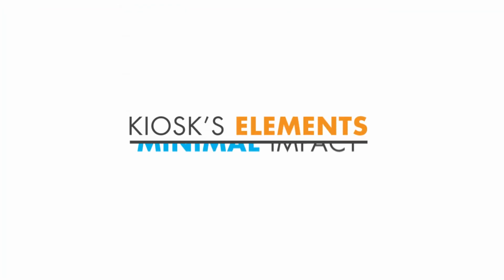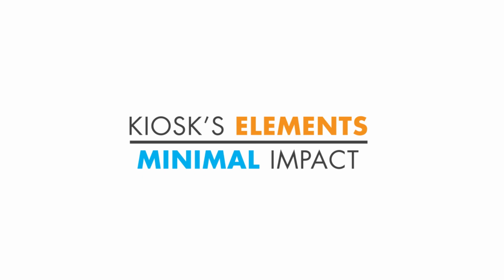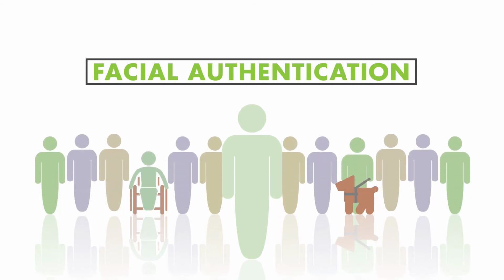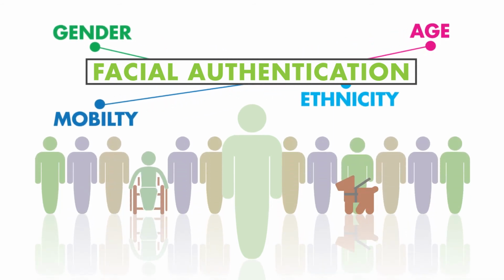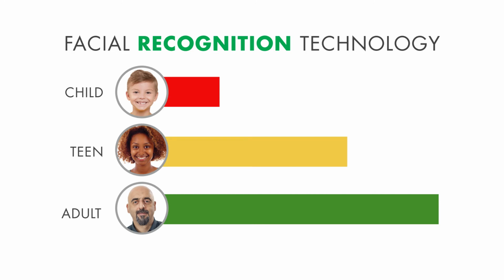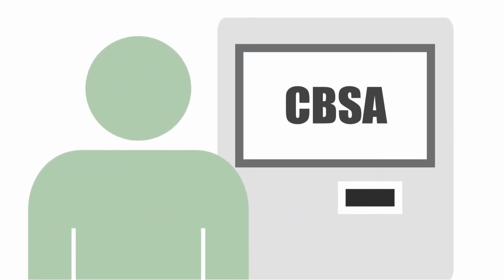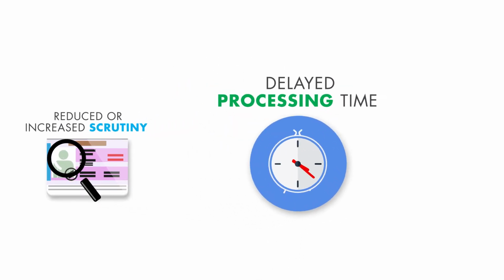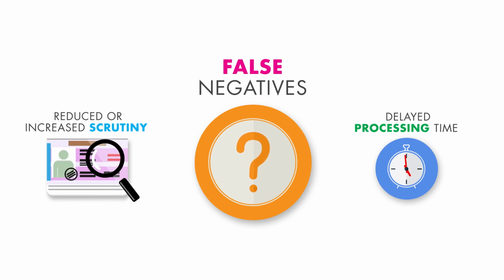The GBA Plus showed that most of the kiosk's elements had minimal impacts on different groups, but it did uncover a key difference. Facial authentication has the potential to impact people differently depending on their gender, age, mobility, and ethnicity. For example, facial recognition technology does not work well on children, but its performance rapidly improves as a person's age increases. With impacted groups, the use of the kiosk's technology could result in reduced or increased scrutiny or delayed processing time, or higher rates of false negatives. For example, someone who should have been stopped makes it across the border.